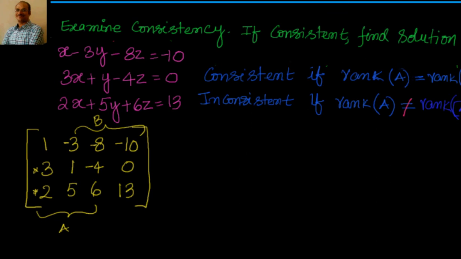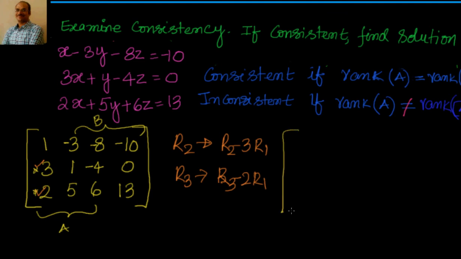So let's go ahead and apply the transformations. First I want to make these elements 0. So I will say R2 is assigned R2 minus 3R1. Similarly, R3 is assigned R3 minus 2R1. That will make sure that the first two elements become 0. So let me do that. Once I apply this, let us see what I will have.